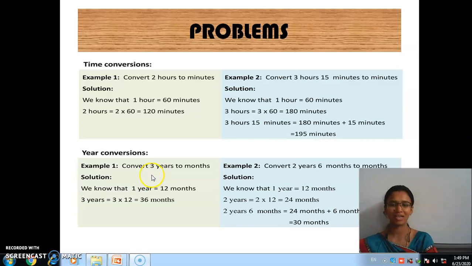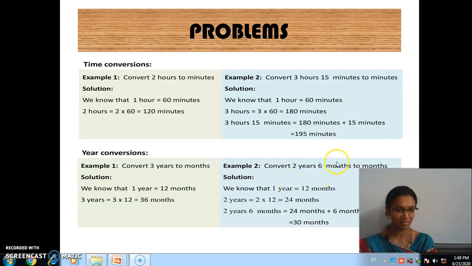So here you need to convert these years to months. Convert 3 years to months. So 1 year consists of how many months? 12. So you need to multiply 12 with this 3, and you will be getting 36. Easy conversion, right? And then convert 2 years 6 months to months.